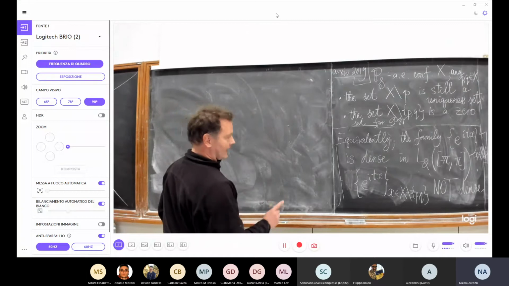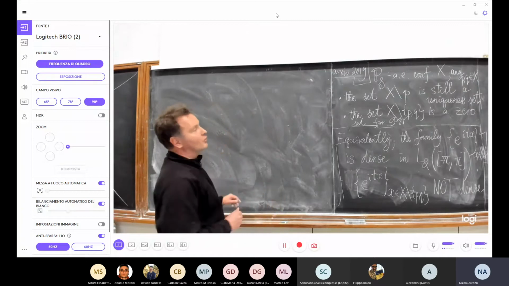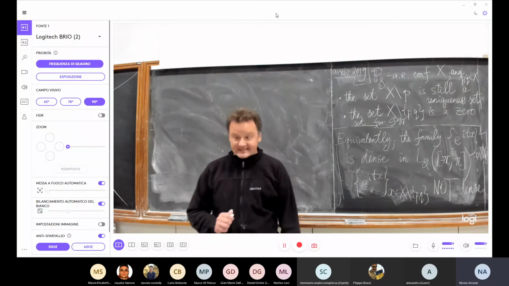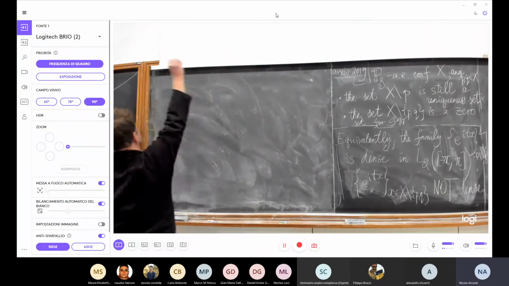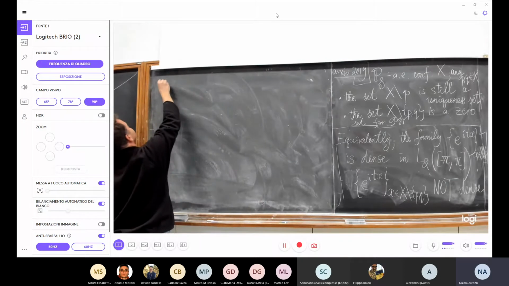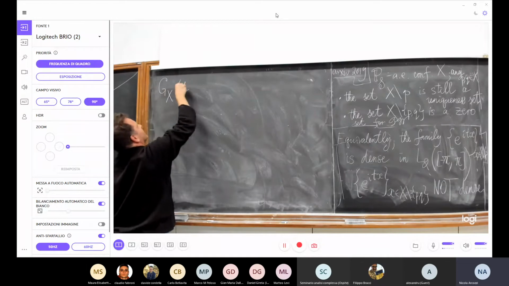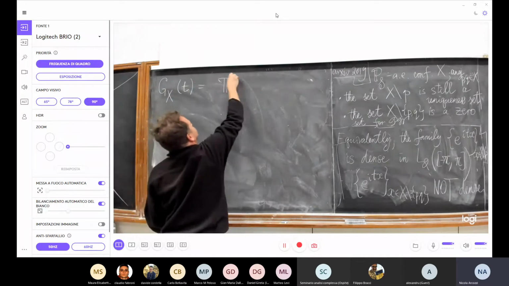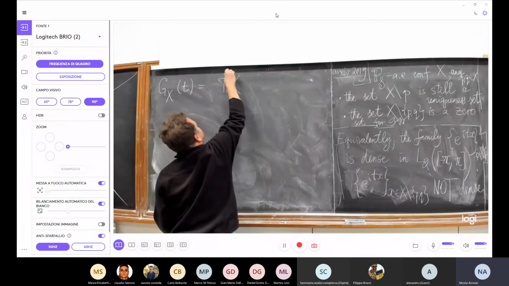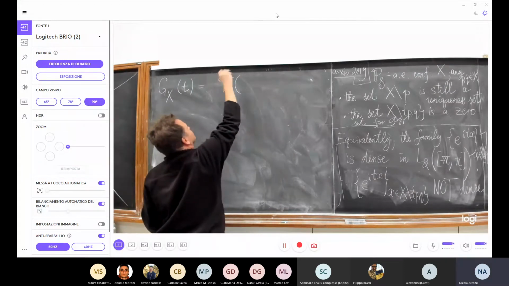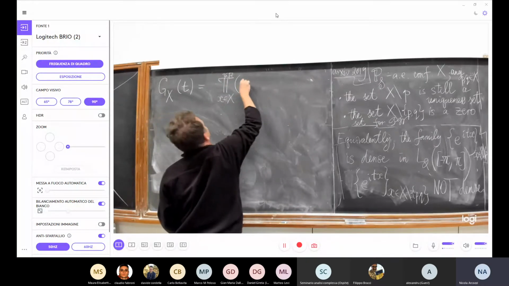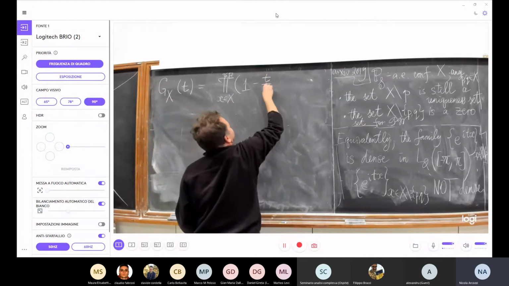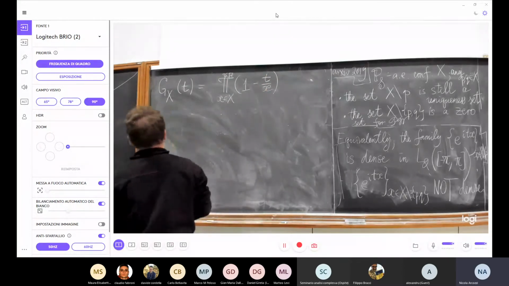I continue. Okay, so first of all, to show that it is a zero set, one needs to exhibit a function which is zero at this set, and this I can do quite explicitly. So let me consider the function G_X of t, which is the product in principal value over all x in X of 1 minus t over x. So this is the function.